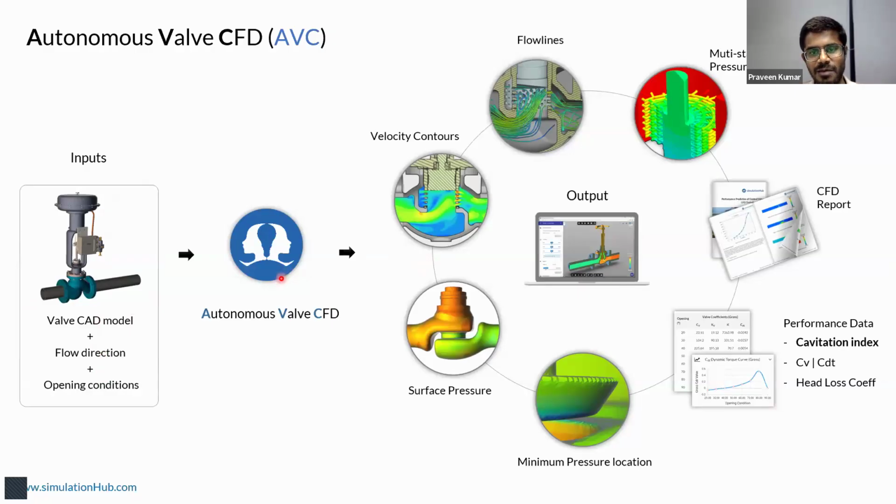It goes into the app, and the app provides you with typical CFD output, such as velocity contours, flow lines, and pressure contours. These will help you identify the flow separation, change the design, and play with the design. Along with the performance data, cavitation index, CV, and other performance parameters, everything is consolidated in the final CFD report.